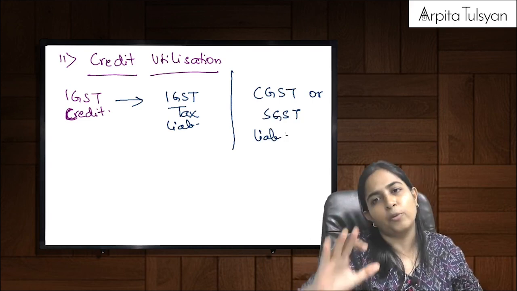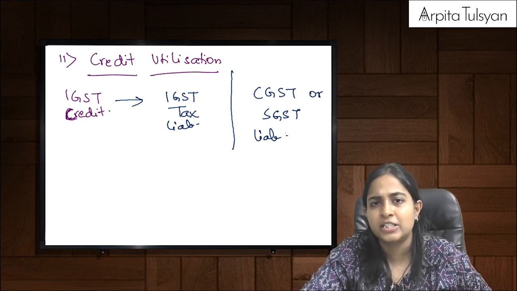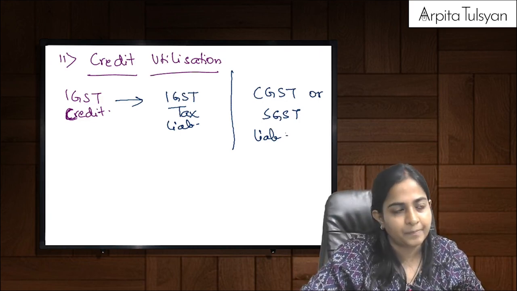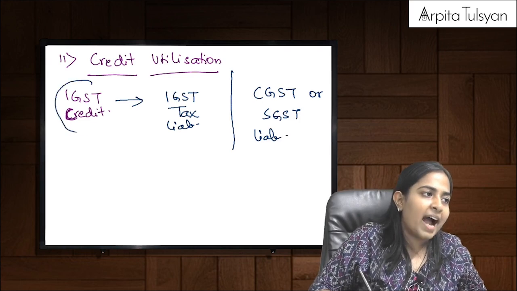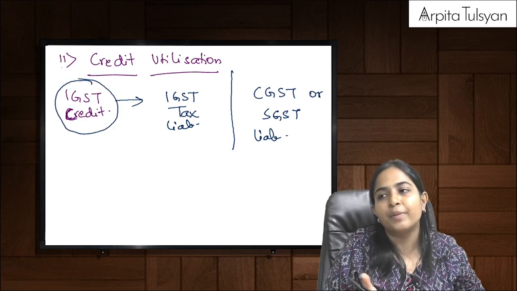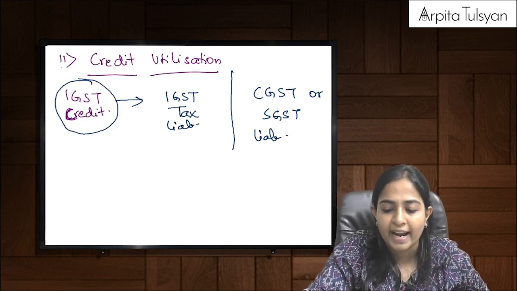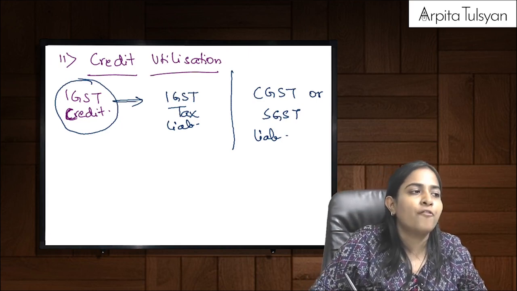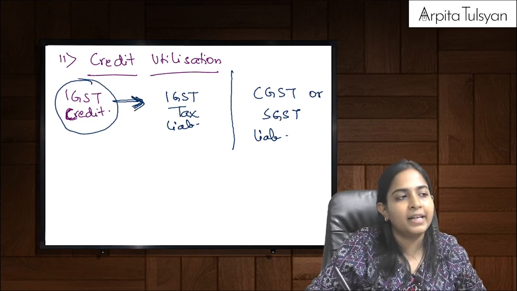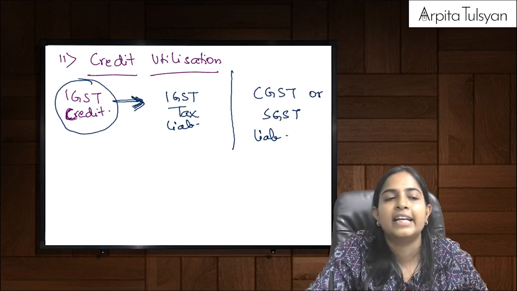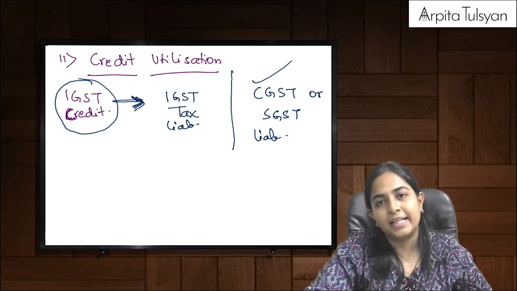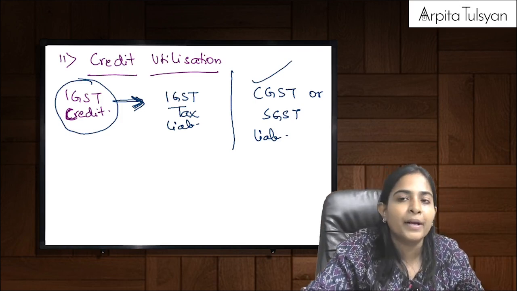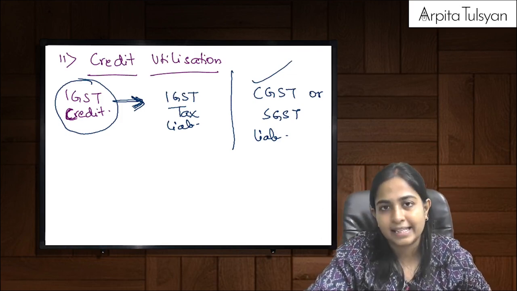There is no sequence. You can either use it first for CGST or then for SGST. But if you have IGST credit kept with you, means you have paid taxes in the form of IGST, please use it for paying the IGST tax liability. Still, if there is any credit left with you, then you can use that credit for payment of CGST or SGST tax liability.